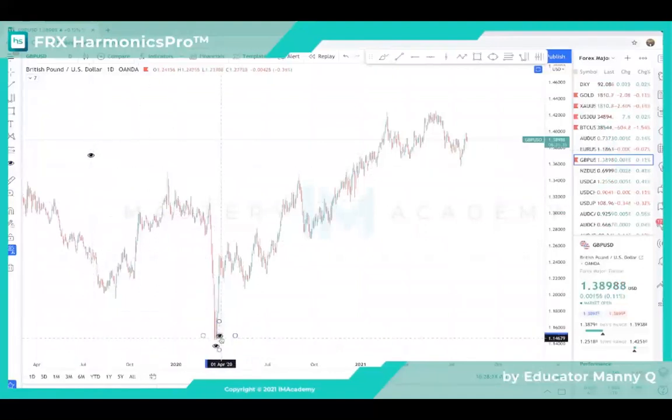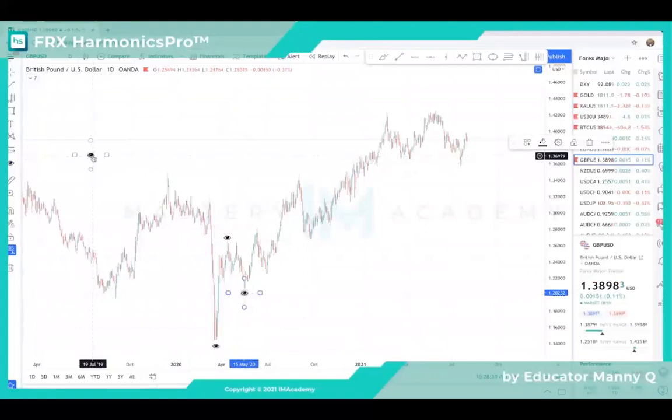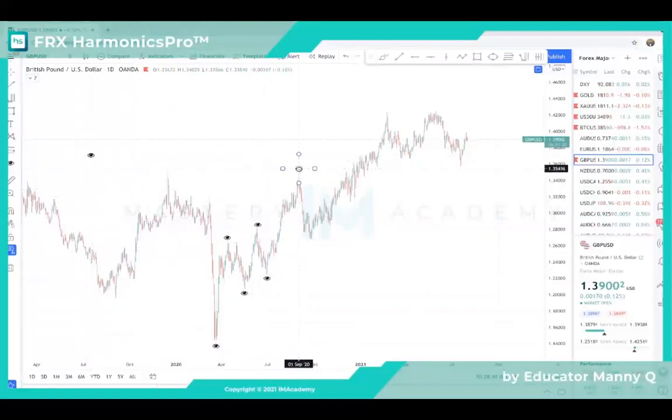Okay, so we can see the market went low. We can see the market went high. We can see the market came low. We can see the market swung high. We can see the market swung back low. We can see the market swung high. We can see the market swung low. We can see the market swung high.